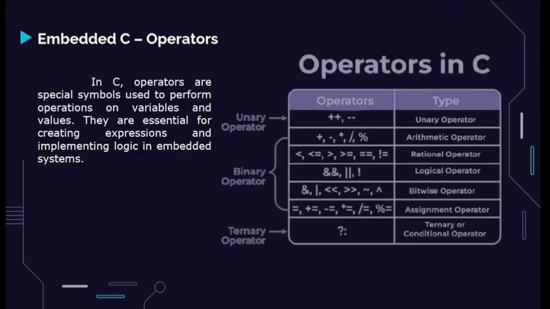Operators. In C, operators are special symbols used to perform operations on variables and values. They are essential for creating expressions and implementing logic in embedded systems. So here we see the unary, binary, and ternary operators. In binary, there are arithmetic operators, relational operators, logical operators, bitwise operators, and assignment operators. In ternary, we have the conditional operator.